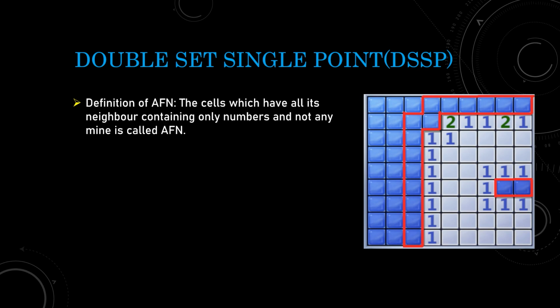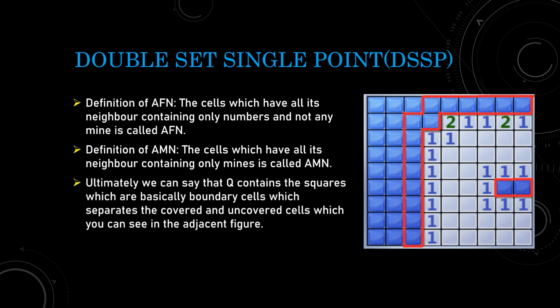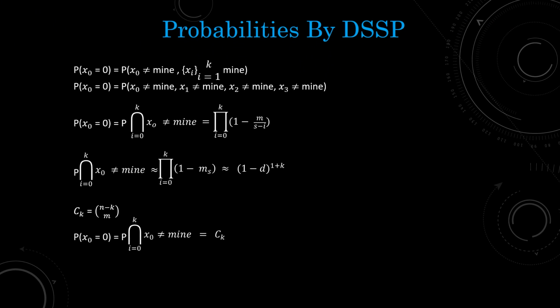Definition of AFN: the cells which have all their neighbors containing only numbers and not any mine are called AFN. Definition of AMN: the cells which have all their neighbors containing only mines are called AMN. Ultimately, we can say that Q contains the squares which are basically boundary cells that separate the covered and uncovered cells, which you can see in the adjacent figure. There are various formulas to find probabilities using the double set single point method.